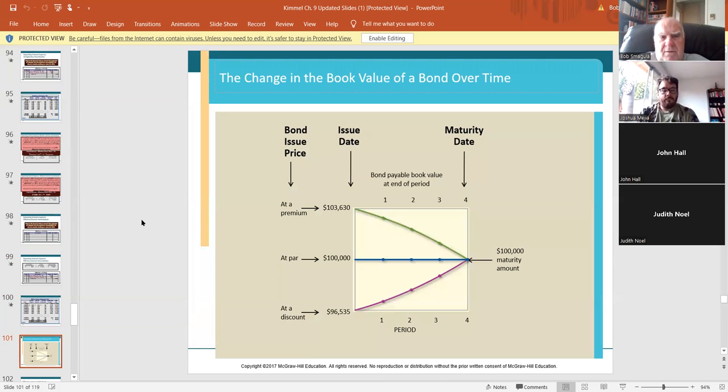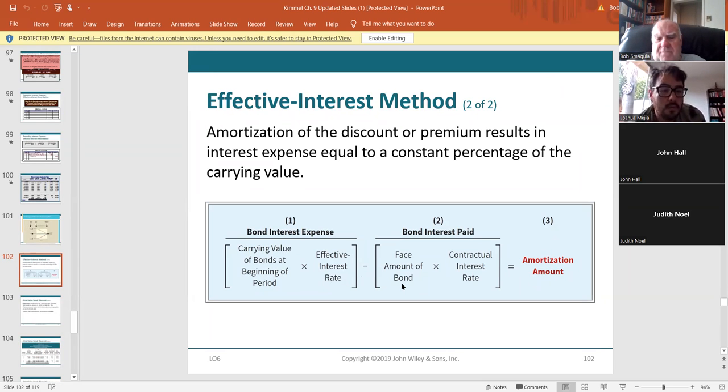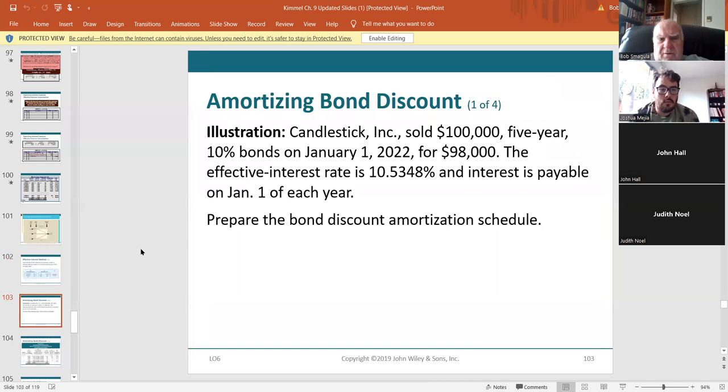Keep going. Yeah. The effective interest rate. Now we're back in the Wiley book where they make it a little more goofy. But here they're making the same point. The carrying value of the bond times the effective interest rate minus the face amount of the bond times the contractual interest. To me, they make it too hard with that. That's not very clear to me. But let's go here. Candlestick sold five-year $100,000 10% bonds, and the effective interest rate was a little higher, huh?